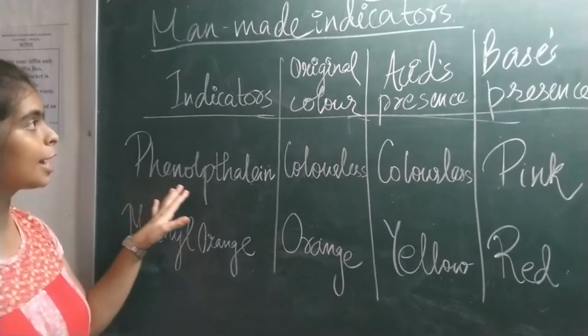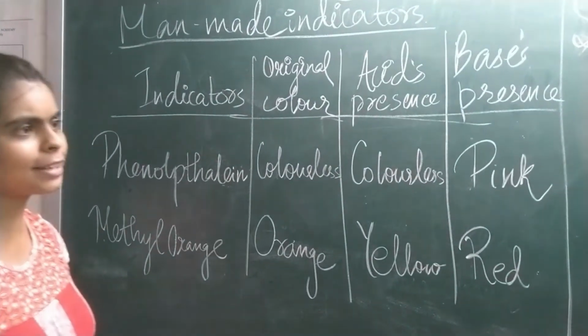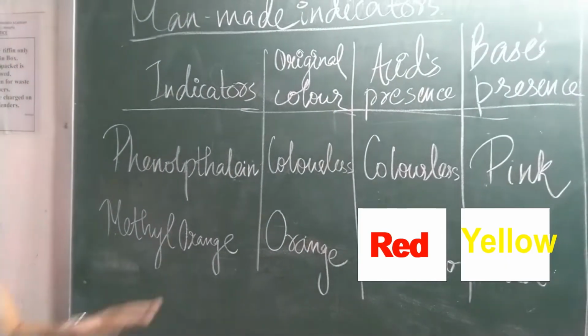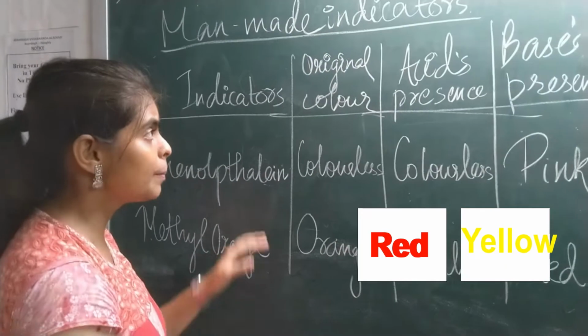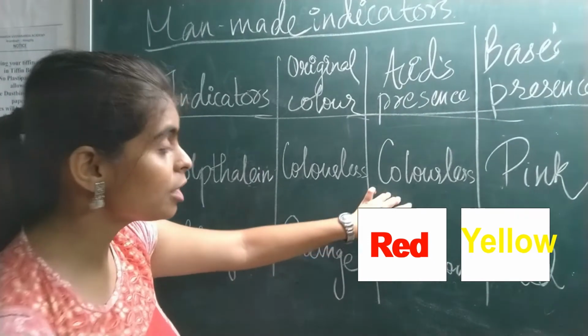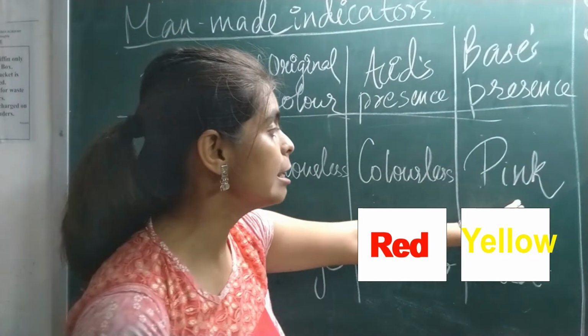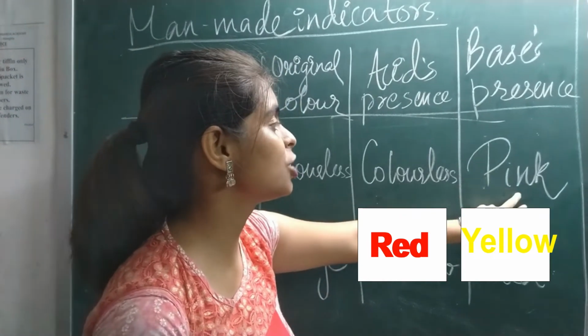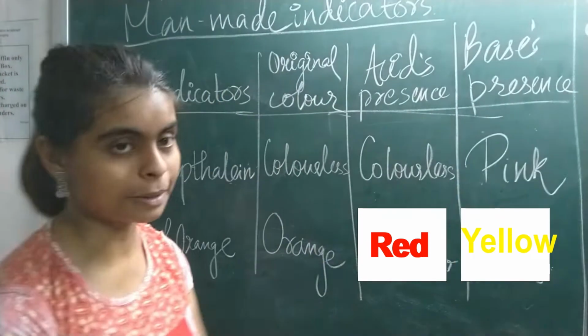The original color of phenolphthalein is colorless. It is like water. Since water is colorless, phenolphthalein is also colorless. If we add acid, there will be no change in color. But if we add base, there will be a change in color. It changes from colorless to pink.